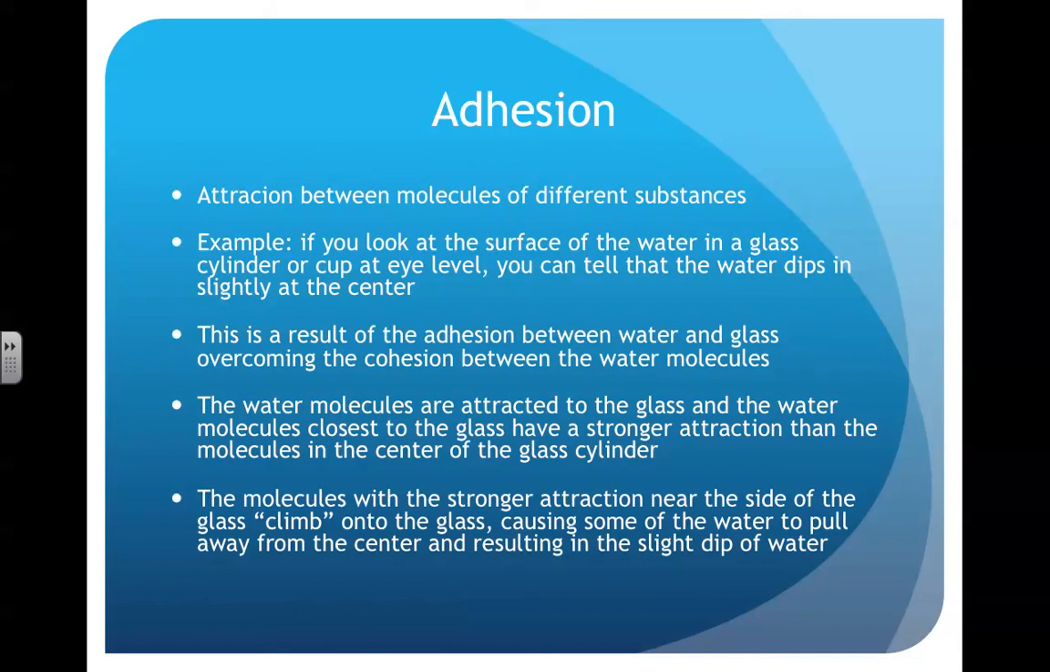The water molecules are attracted to the glass, and the water molecules closest to the glass have a stronger attraction than the molecules in the center of the glass cylinder. Therefore, the molecules with the stronger attraction near the side of the glass climb onto the glass, causing some of the water to pull away from the center and resulting in a slight dip of water.